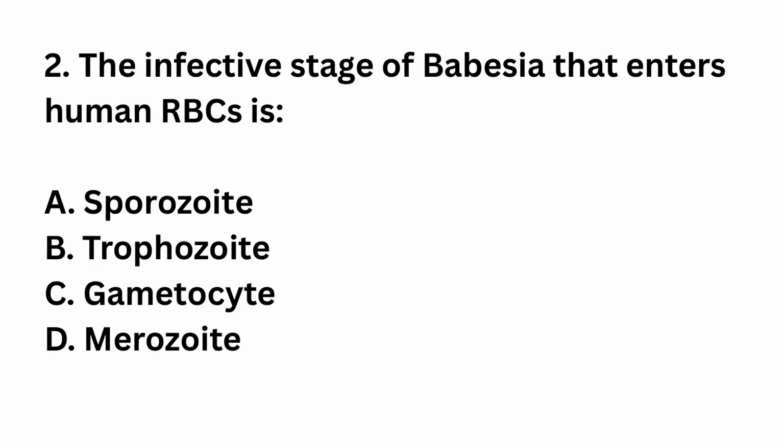Question number 2. The infective stage of Babesia that enters human red blood cells is sporozoite, trophozoite, gametocyte, merozoite. The right answer is option A, sporozoite. Babesia sporozoites are injected by Ixodes ticks. They directly invade red blood cells.